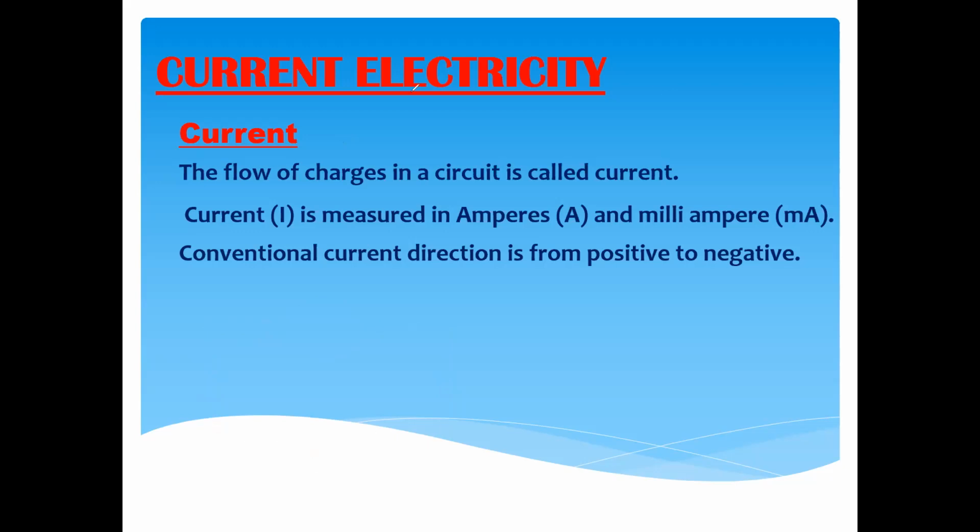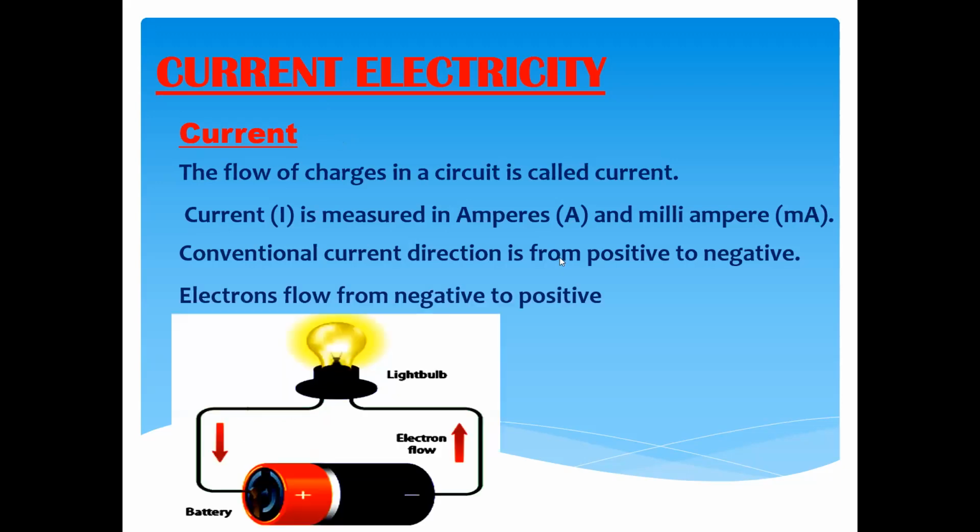So the rate of flow of the charges, or the number of charges moving through a circuit in 1 second, we call that electrical current. As you can see, this is a cell, the positive terminal of the cell and the negative terminal. If you want to show the direction of conventional current, it will be from positive to negative. But if you want to show the direction of electron flow, it is from the negative terminal to the positive terminal.